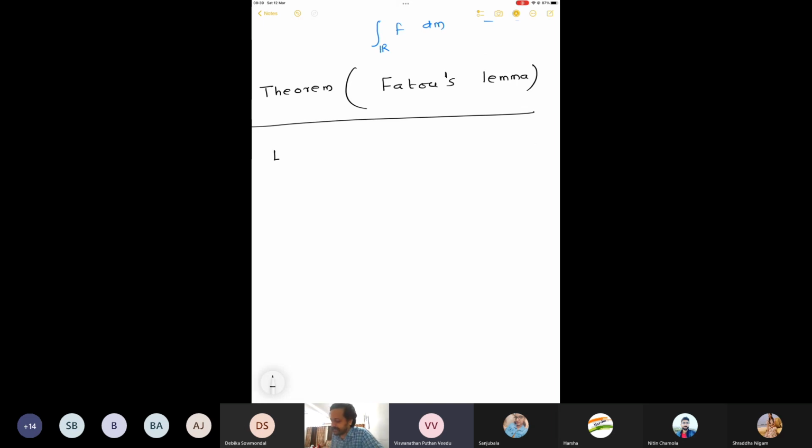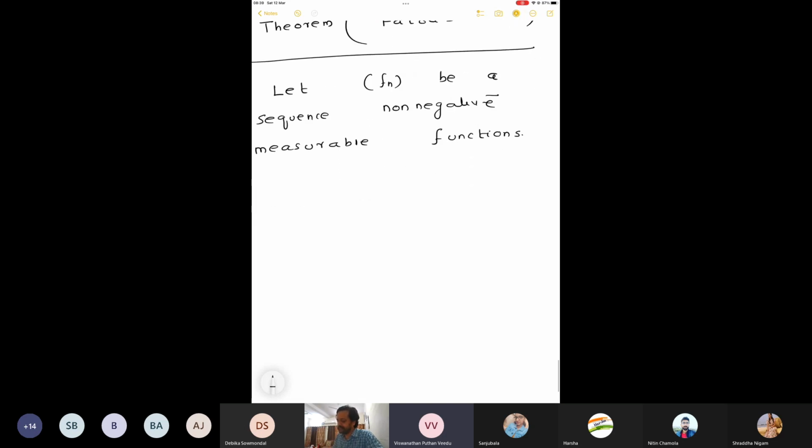Now, what is the assumption? It's a weaker assumption. Let f_n be a sequence of non-negative measurable functions. That's it. It can be extended real valued, doesn't matter. Non-negative measurable functions. Then there are no other assumptions like increasing, decreasing or anything. Once it is increasing, decreasing, etc. is not there, I cannot talk about the limit function. I'm not sure whether the limit exists or not.